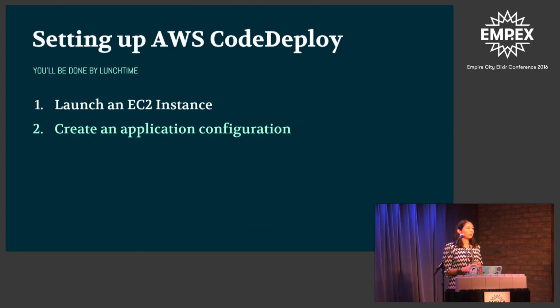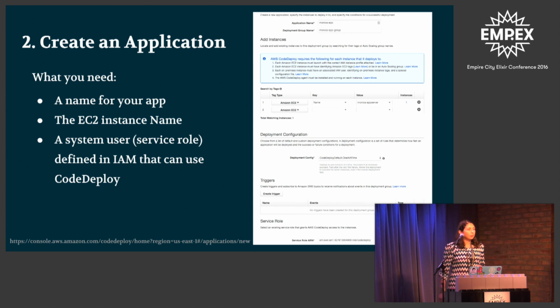So once you have a machine to deploy your code to, you can now set up your application in CodeDeploy. To do that, you need a name for your application. You need the EC2 instance name that you created earlier. Alternately, you need the auto-scaling group name that you created earlier. And you need another service role in IAM, again being Amazon's user permission system. This service role needs to be able to perform CodeDeploy actions. And Amazon has template policies for all of these when you need to go and set up these service users.